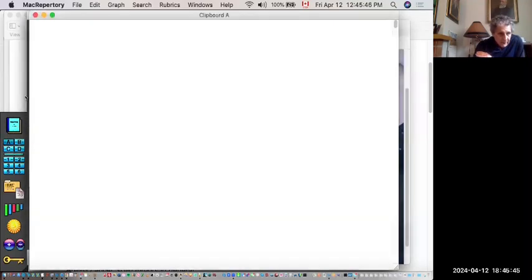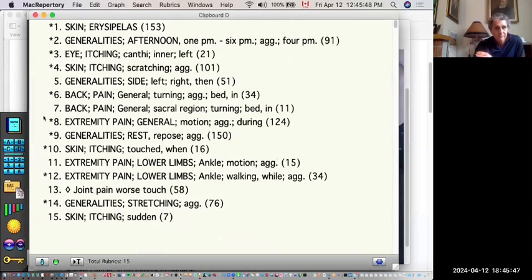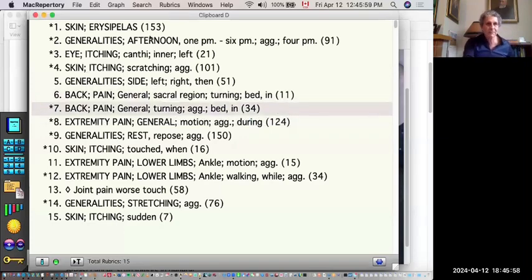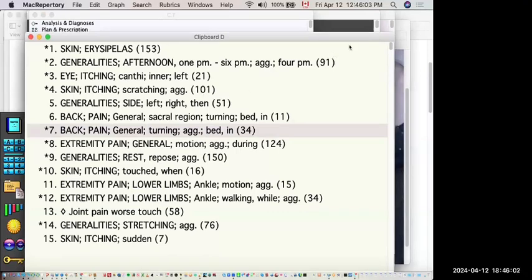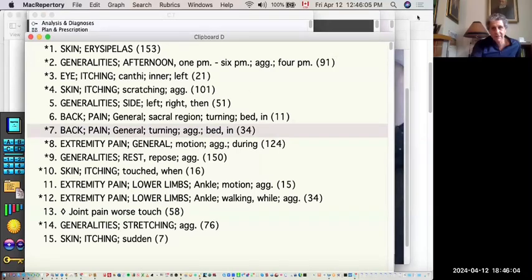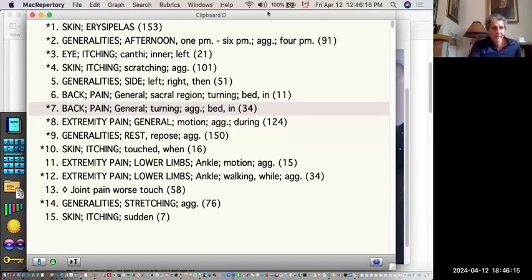And here are her symptoms. I cannot see the top of my screen because of Zoom. There's something on Zoom that I cannot get rid of. Okay, very good. I got rid of something.